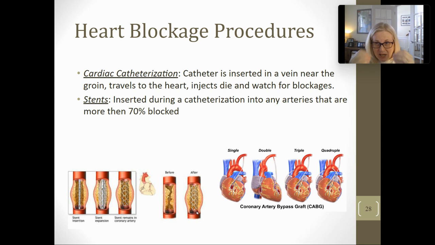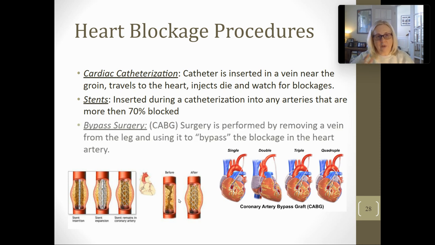Now, if they cannot place a stent, because it's not big enough in there, this blockage is too blocked, we can't fit a stent in there, they're going to do the next one. They're going to do CABG. This is called bypass surgery. CA stands for coronary artery bypass graft. Coronary artery bypass graft. Bypass surgery.